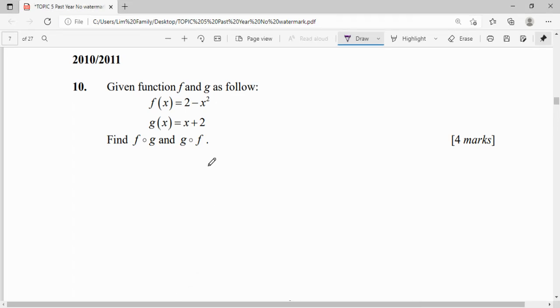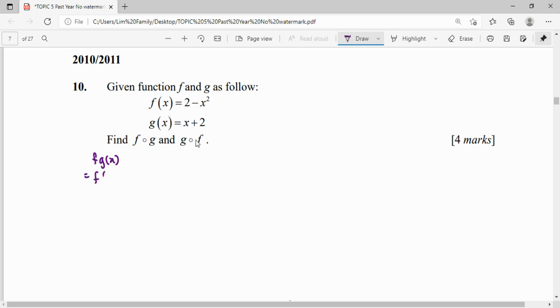For question 10, we are given that function f(x) is a quadratic function and function g(x) is a linear function. From here, we need to find their composite functions, fg(x) and gf(x). So first of all, we are going to do our fg(x).